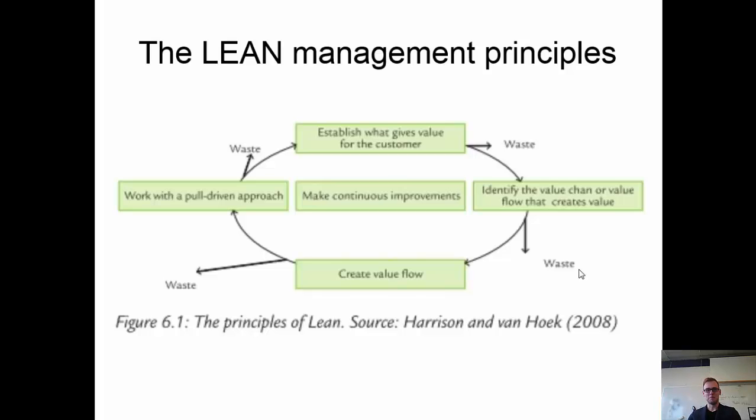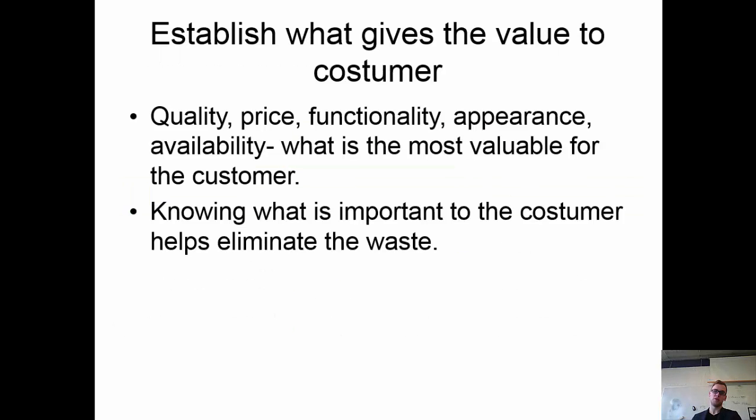Okay, today we're gonna talk about lean management principles. There's gonna be 5 parts. First is establishing what gives value for the customer, then identifying the value chain or value flow that creates value, then creating value flow, and finally working with a pull-driven approach, and of course making constant improvements. So let's go with the first one: establishing what gives value to the customer.